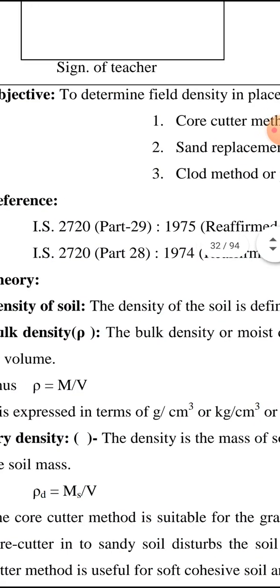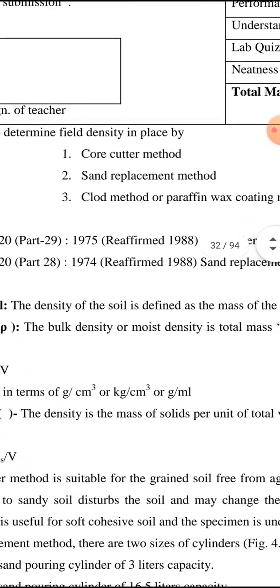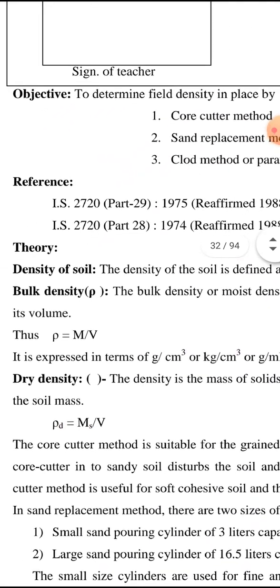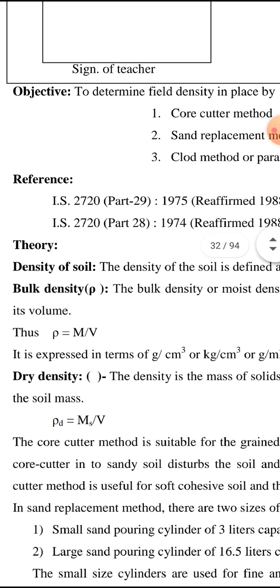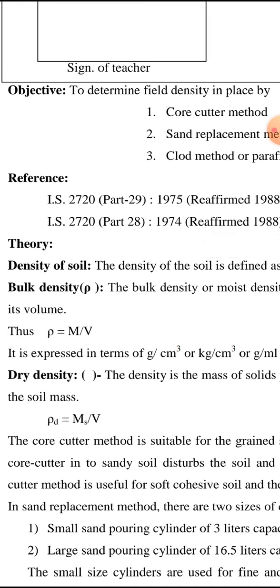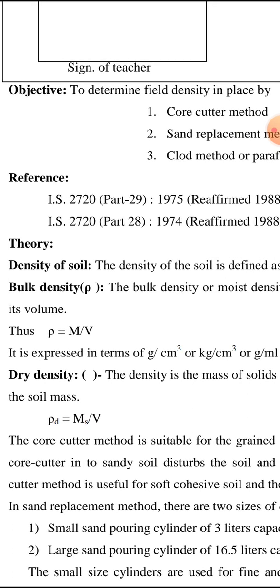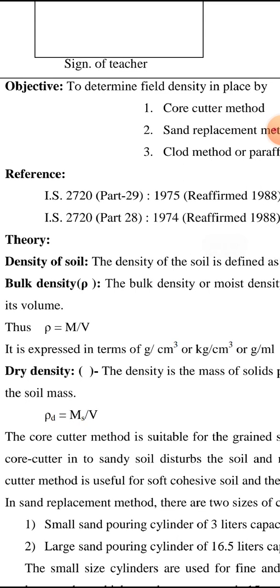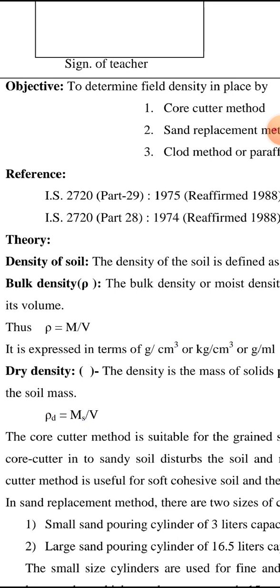The bulk density, or moist density, is the ratio of mass per unit volume, and its unit is gram per centimeter cube or kg per centimeter cube or gram per ml. Dry density is denoted by the letter gamma d, while bulk density is denoted by the letter rho or gamma. Here, dry density is denoted by the letter rho d, so we are using the rho d symbol. Dry density is the ratio of dry soil mass per unit volume of the soil sample.